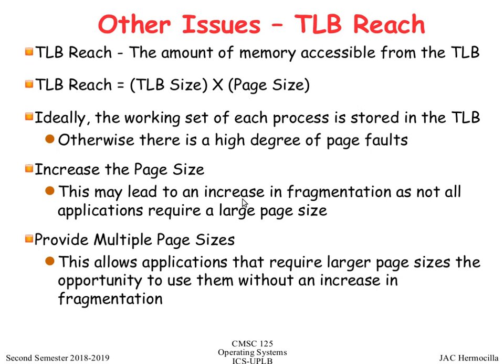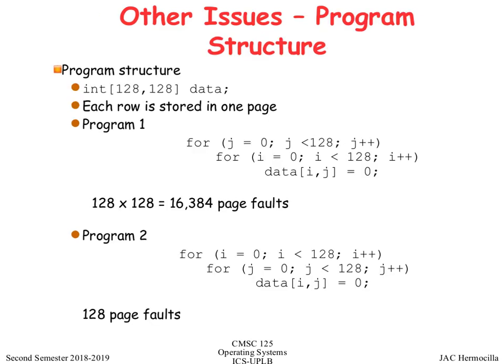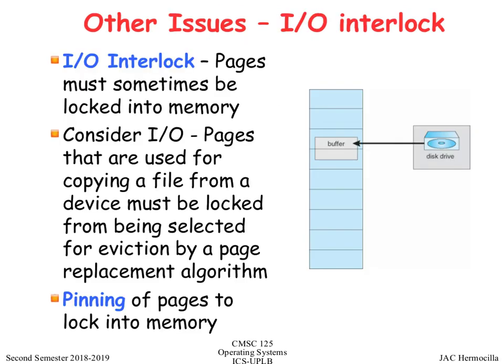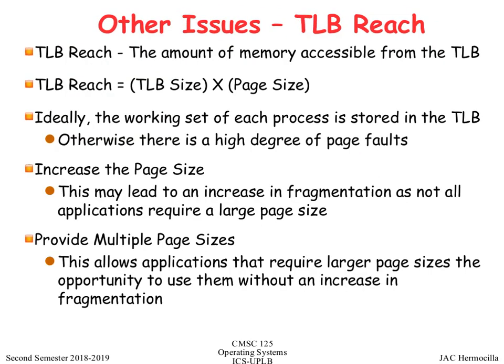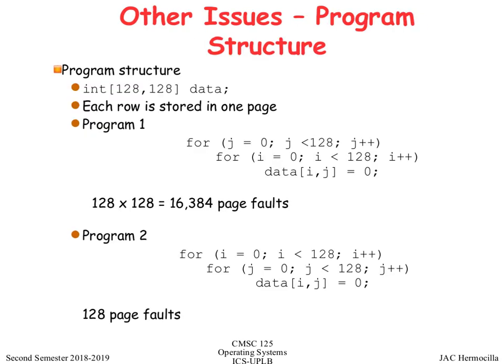So you can have increases in the page size, right? Or you can have multiple page sizes. So this one here is an example where the programmer can control the paging, the page faults. For example, usually when a program is made, say you have an image, and assuming that the page size here is 128 bytes, and the element type is unsigned short.